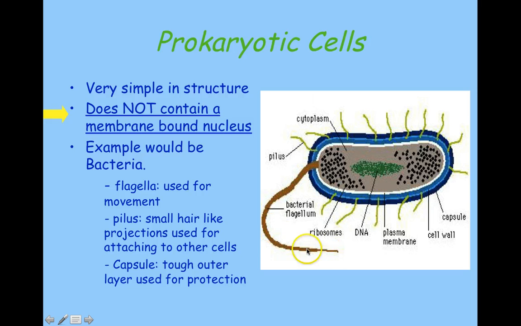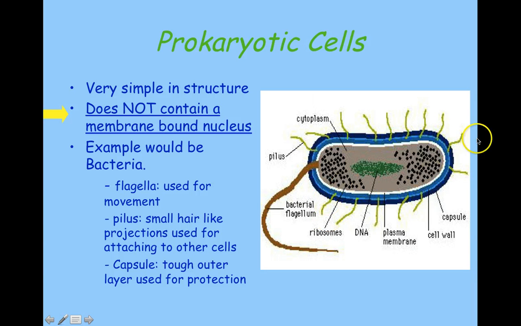We have flagella. This flagella moves back and forth in a whip-like motion used for movement. Then we have our pilus, which are these tiny little hair-like structures that project off of the bacteria cell, and those are used for attaching to other cells, kind of like little fingers. They're going to hold them in place.